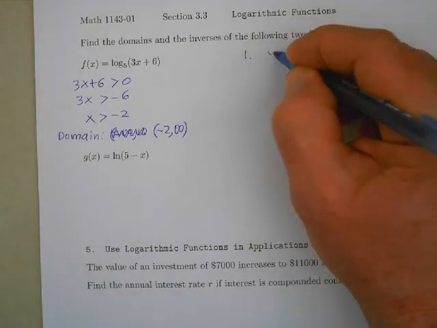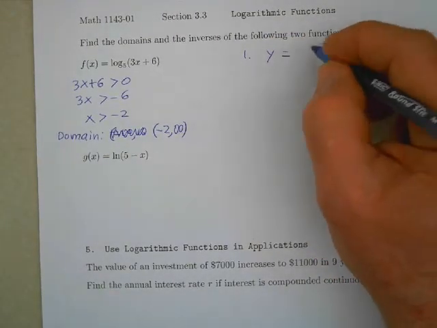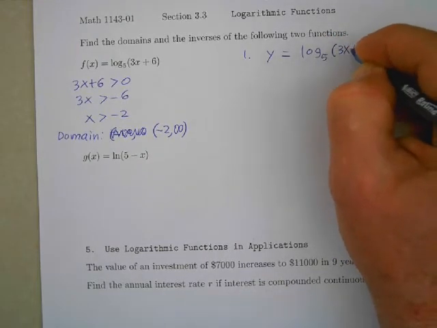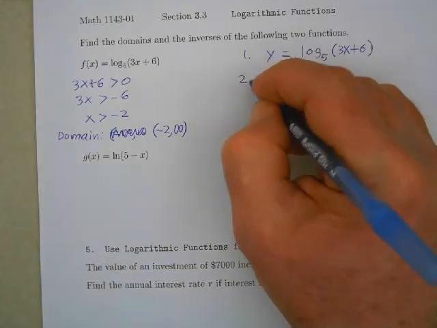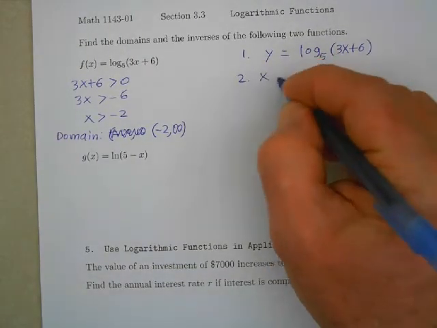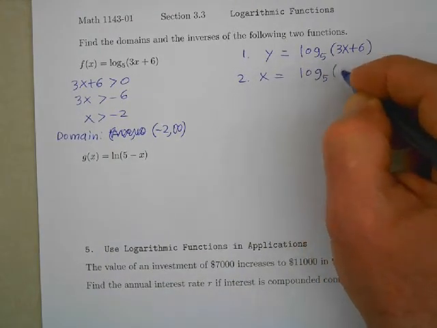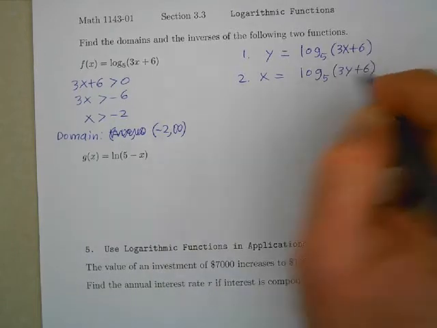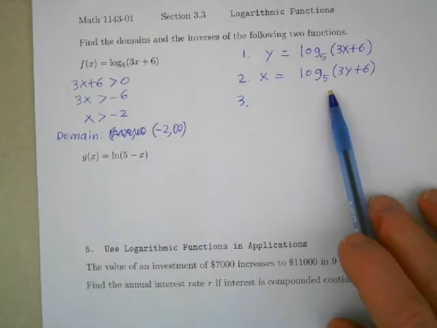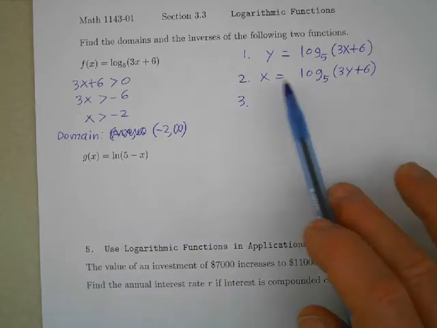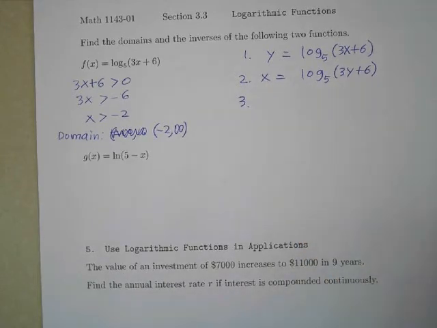So step 1, replace f of x with y, so y equals log base 5 of 3x plus 6. Then step 2, replace y with x and replace x with y, so we get x equals log base 5 of 3y plus 6. And then we solve for y, but what we do is write down the exponential equation equivalent to this logarithmic equation. So the base number 5 raised to the power x equals 3y plus 6.